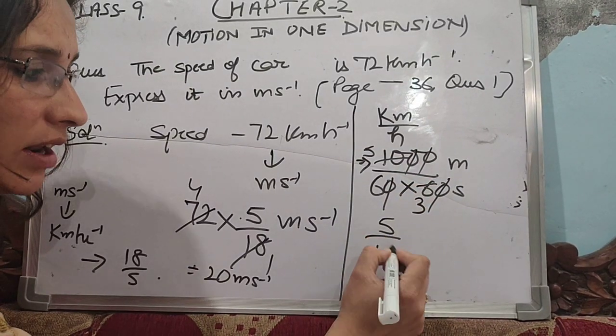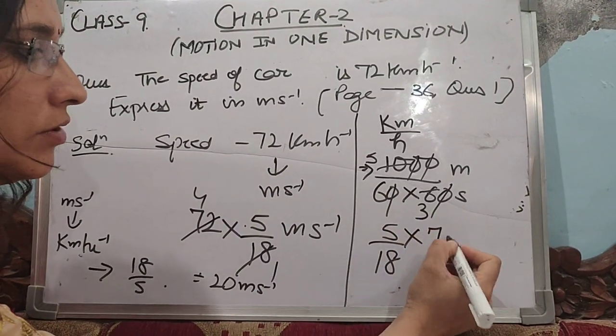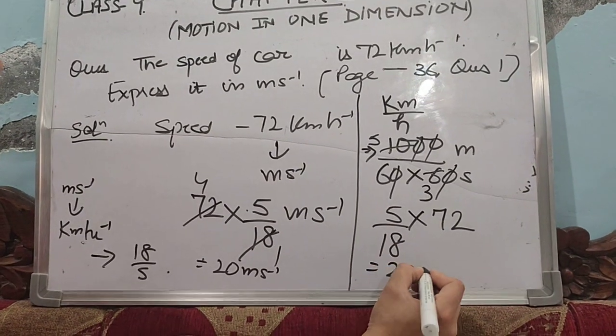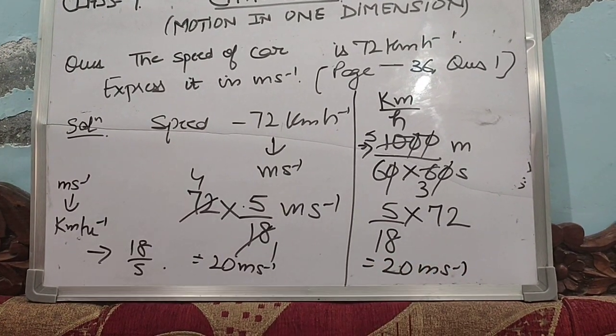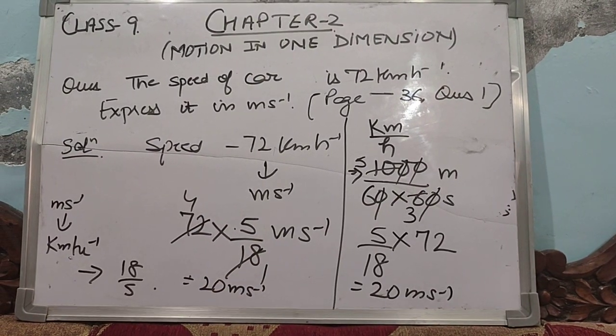5 upon 18. So simply you can multiply again which term you have to convert, and again it comes out to be 20 meter per second. So this is the way to convert kilometer per hour into meter per second.